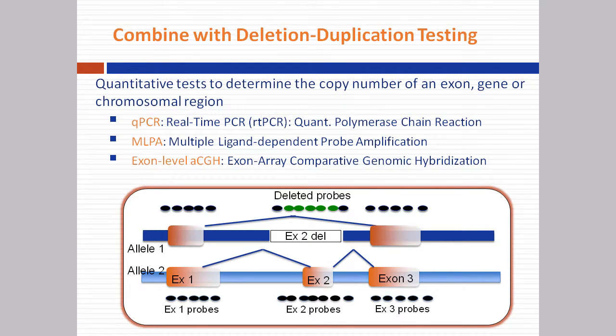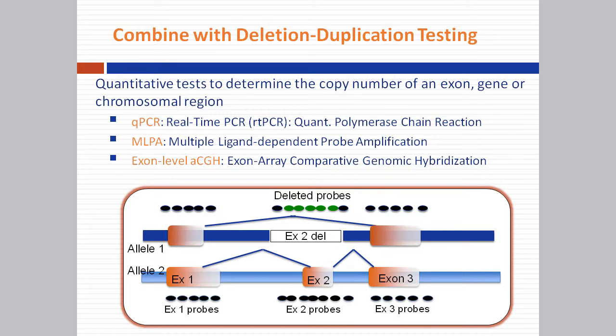So I want to very briefly touch on deletion duplication testing. That is a method that has emerged from chromosomal microarray analysis using oligonucleotide arrays. There are other methods that can be used to detect deletions in part of a gene or an entire gene, such as real-time PCR or MLPA. But exon-level array is just more efficient for most of the genes that we can analyze.